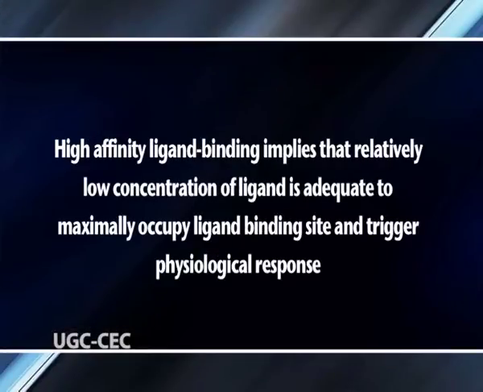Agonist binding to a receptor can be characterized both in terms of how much physiological response can be triggered and in terms of the concentration of the agonist that is required to produce the physiological response. High affinity ligand binding implies that a relatively low concentration of a ligand is adequate to maximally occupy a ligand binding site and trigger a physiological response.